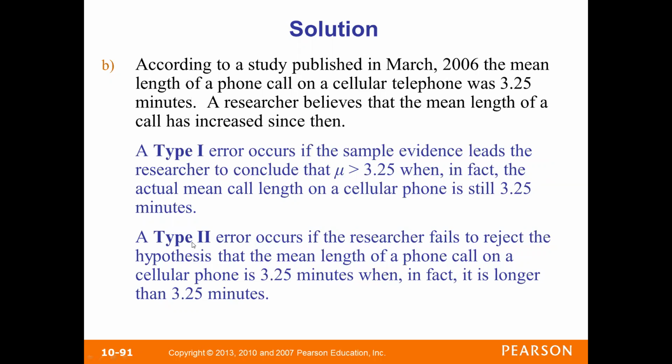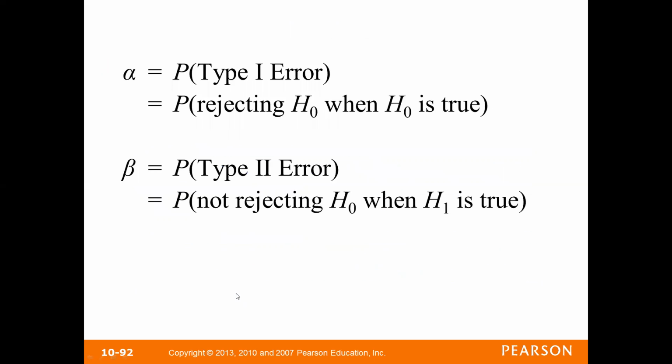For a type 2 error, that would be the case where the call time has actually increased, but we are not able to conclude that it has increased. So we state that we still think that the mean call time is 3.25 minutes when the average is actually higher than that. So we fail to reject the null when in actuality the mean call time has increased. So we fail to reject a false null hypothesis.